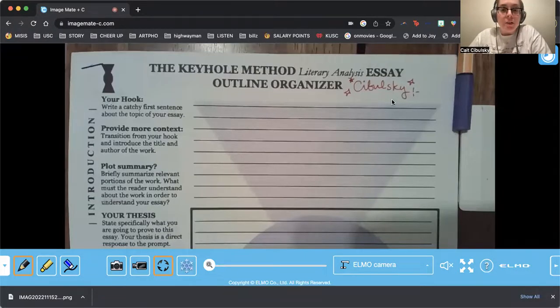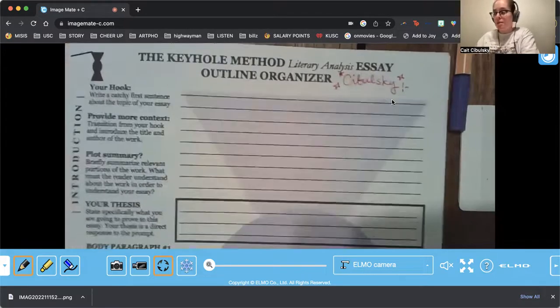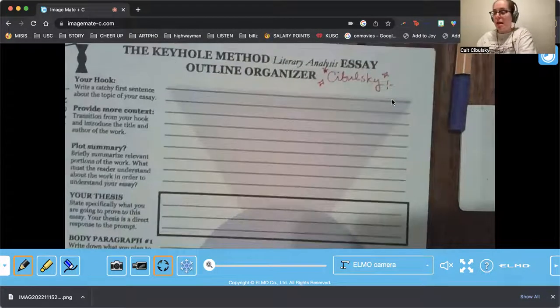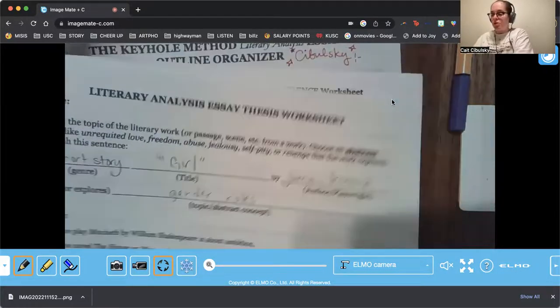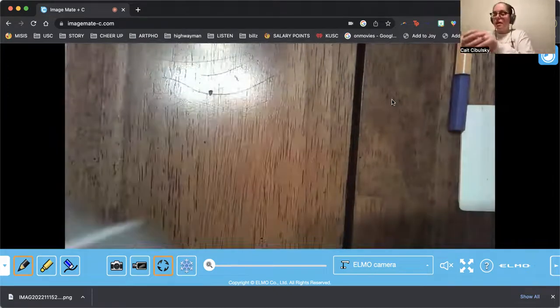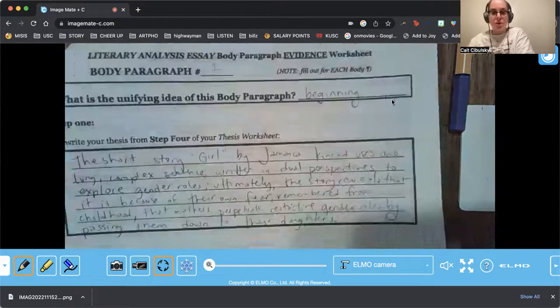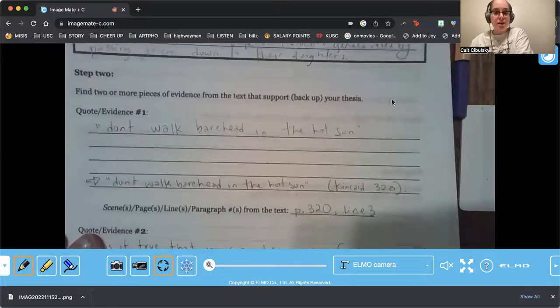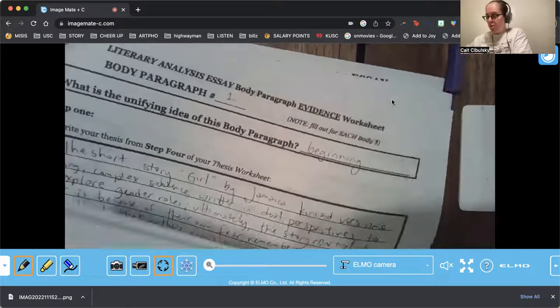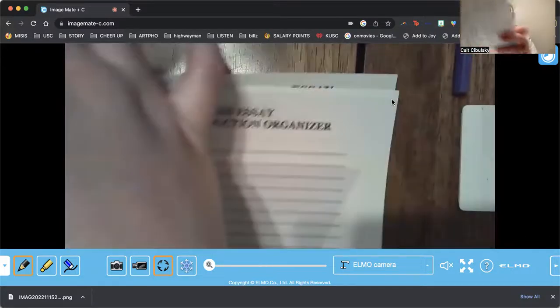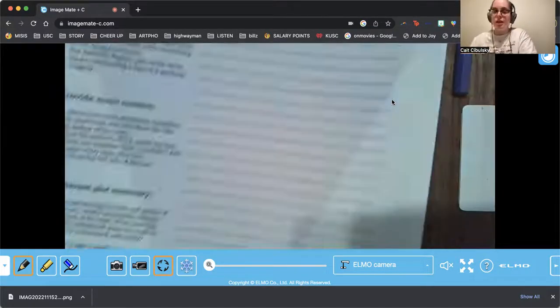All right, welcome back to writing a literary analysis essay using these graphic organizers. We've looked at the outline organizer. We've completed the thesis worksheet. We've completed all three of those body paragraph evidence worksheets. And now we are going to write that introduction.